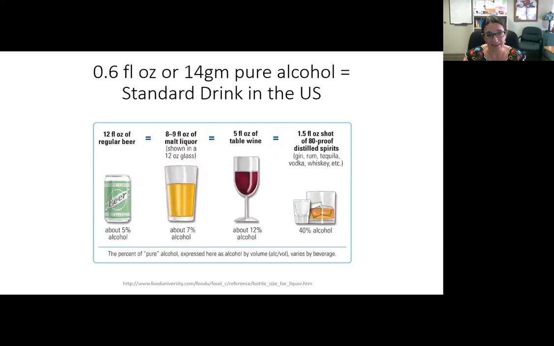So remember, the standard drink in the US is equal to 0.6 fluid ounces, or 14 grams of pure alcohol. And just to have a visual here, this is important when you're asking questions about how many drinks a day, to make sure that we're framing this in terms of the standard drink size. That would be, for instance, 12 ounces of regular beer, and you can see across there, the wine would be 5 fluid ounces. So you want to ask about the size when patients are reporting their amount of drinks.